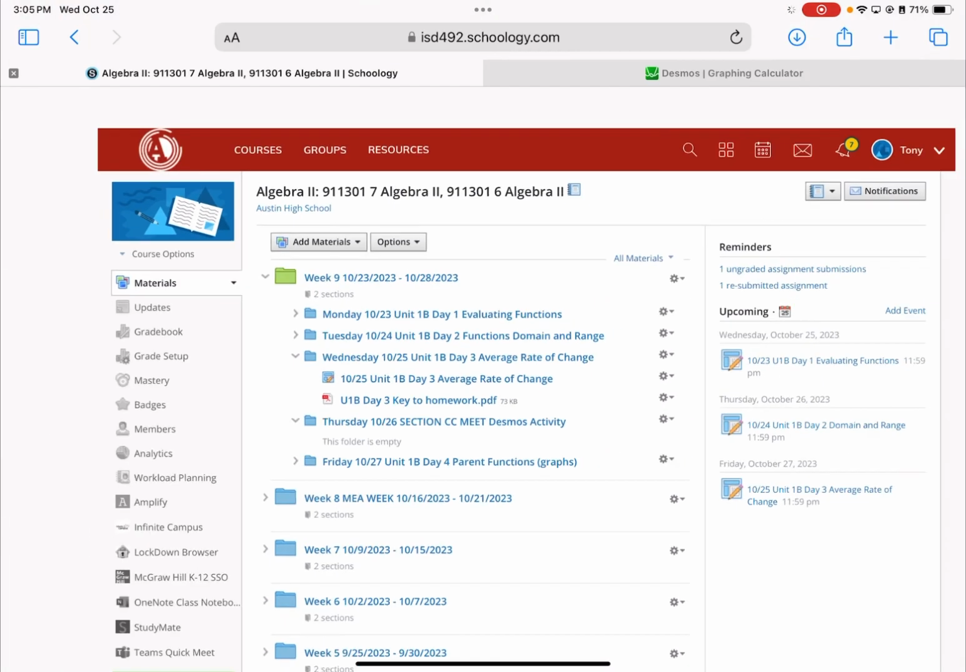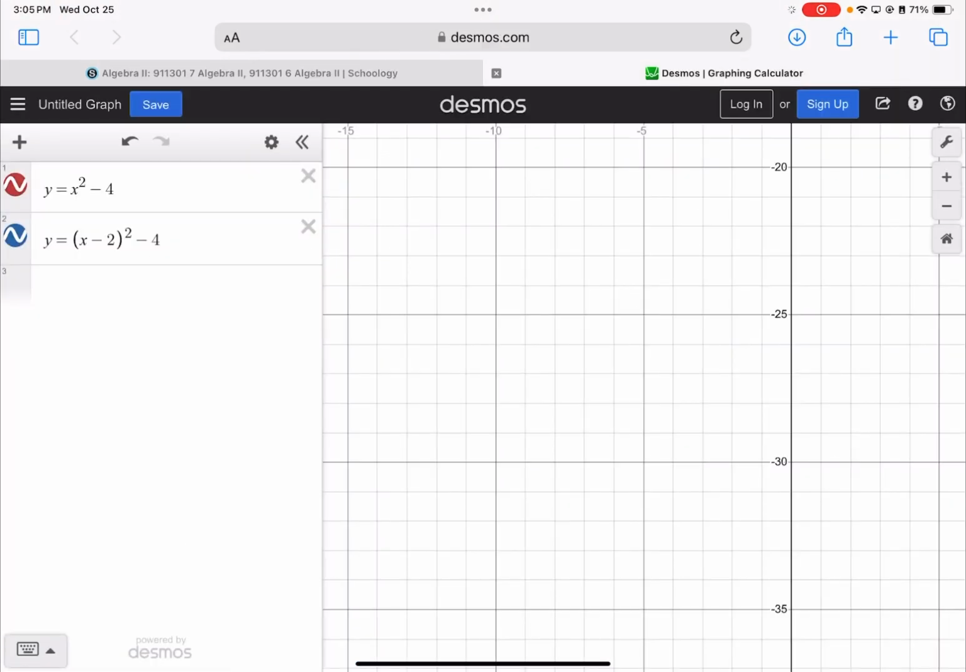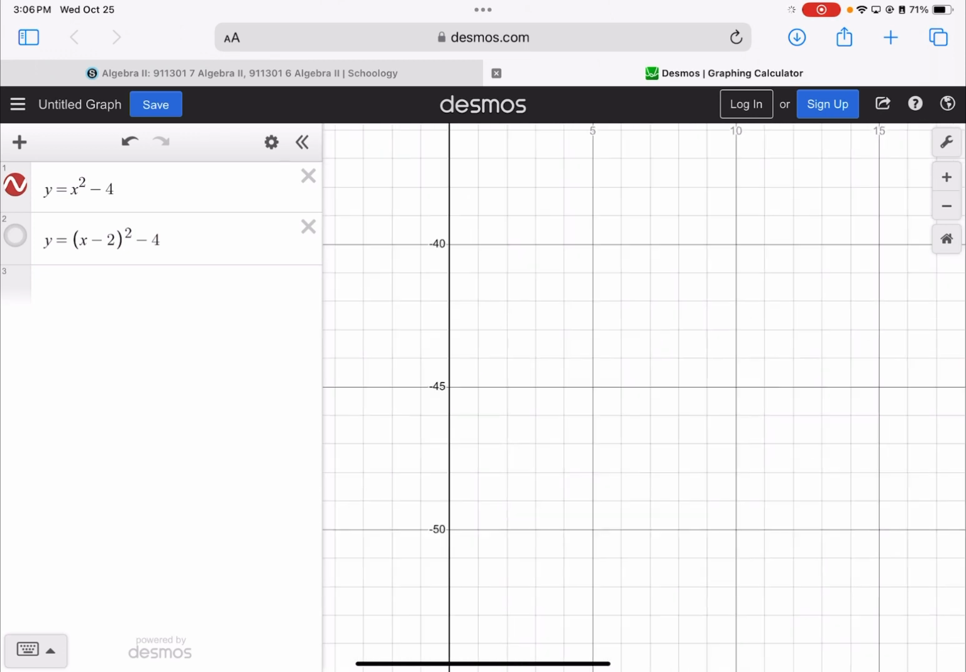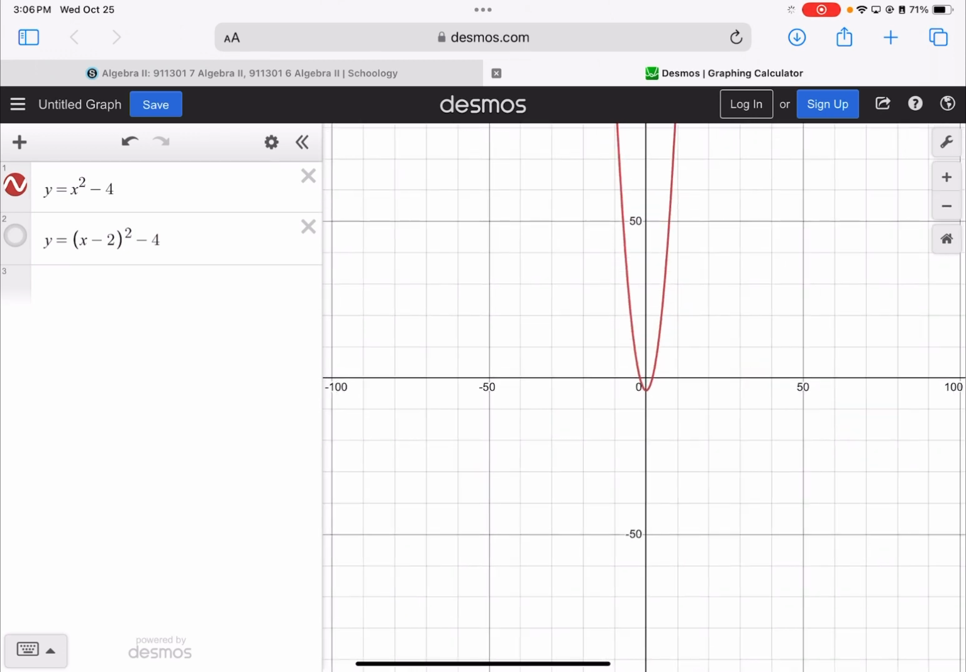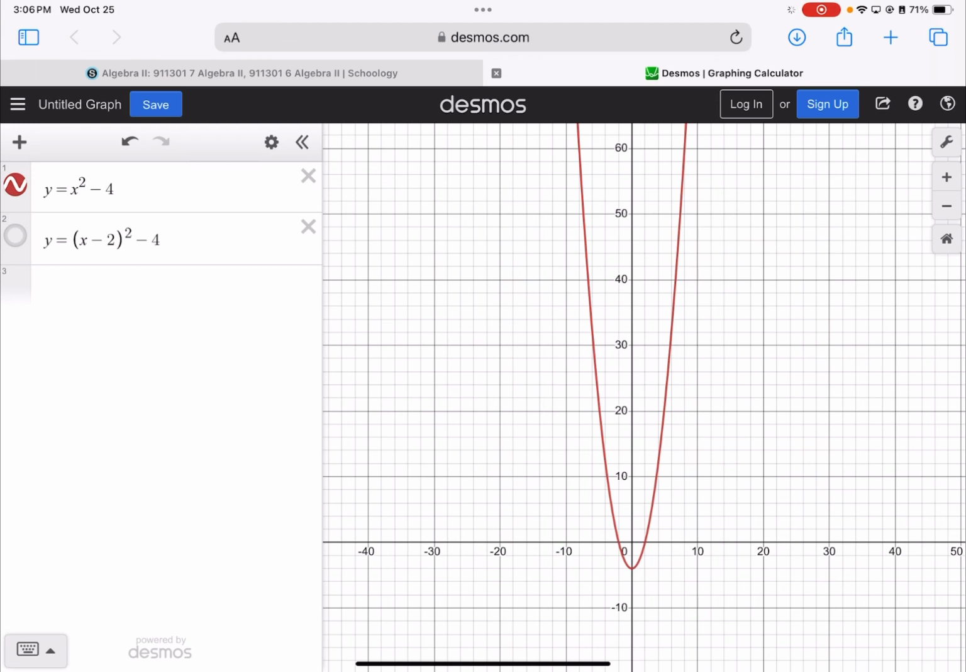Desmos activity. One of you will have the document open. That's the instructions. If you want to work with a partner, the other person can have the computer open. And then you'll just follow the directions. It'll say something like, type in y is equal to x squared minus 4. So you'll type that in, and that's what that graph would look like. And then they'll say, let's change it to y equals x minus 2 squared minus 4. And then you put that graph in there.